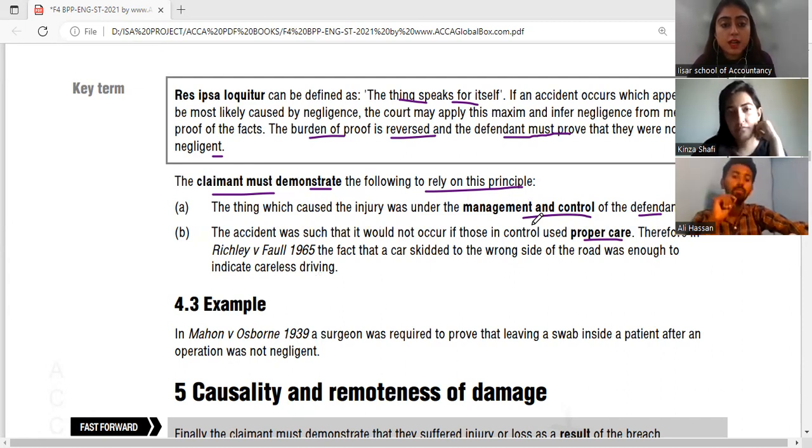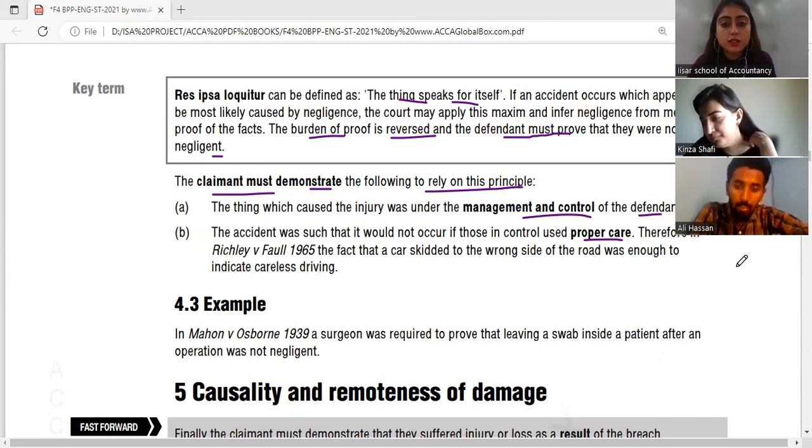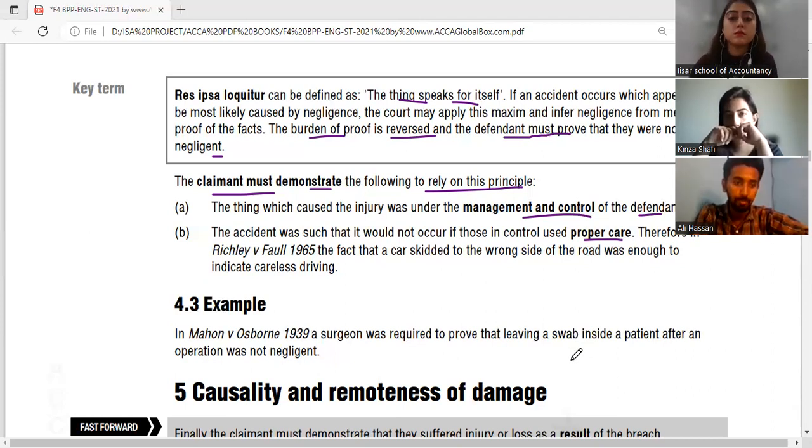Ali, unmute yourself and explain what you understood. Basically, some actions speak for themselves. For example, even if a person is not speeding, if he was on the wrong side, he is by default the culprit. He will be considered so.